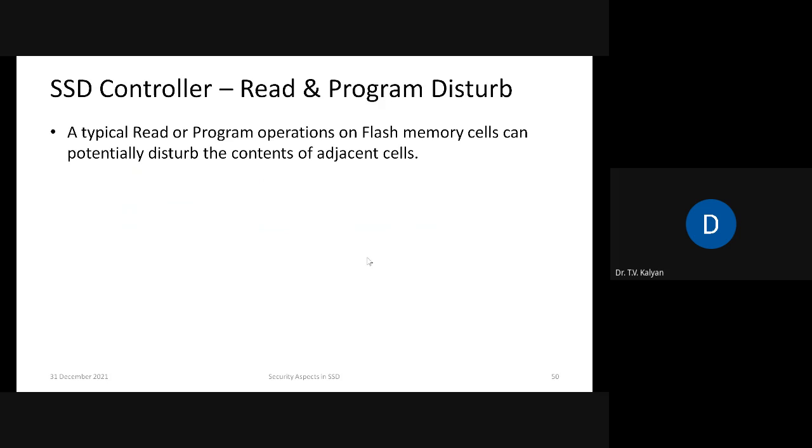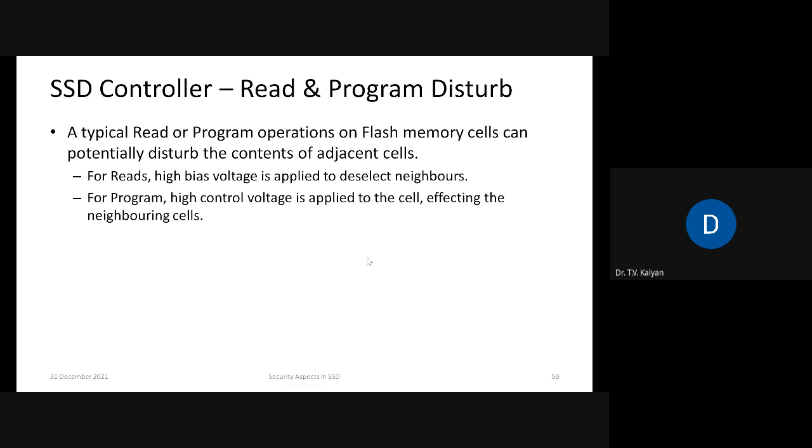Another task that the SSD controller needs to look at is the read and program disturb, right? Whenever we want to read or write data to the flash cells, if you remember, we are going to apply a very high voltage. So this has the potential to disturb the adjacent cells. Now, if this rings a bell, this is similar to the row hammer issue that we are seeing in the DRAM. Right? So the SSD controller needs to carefully track in case some data has been corrupted.